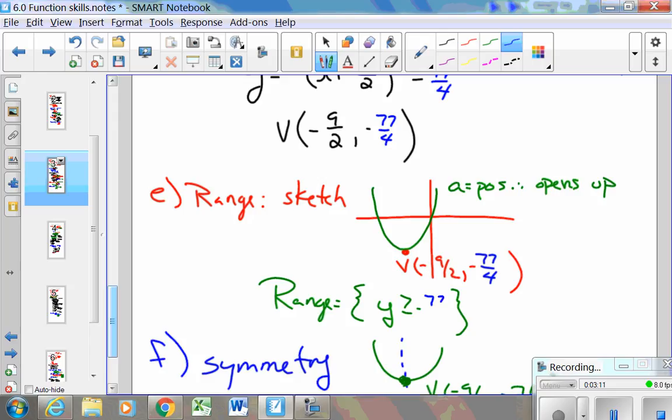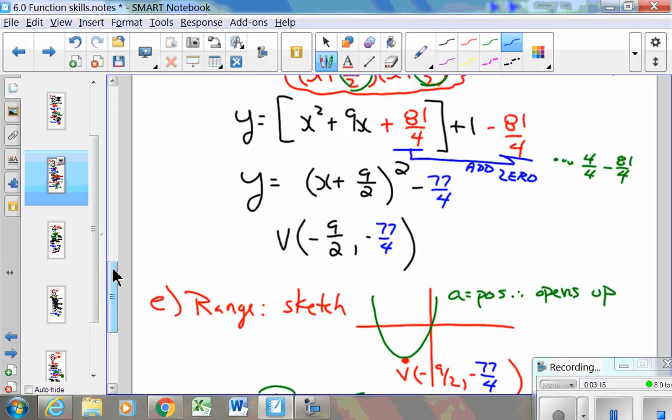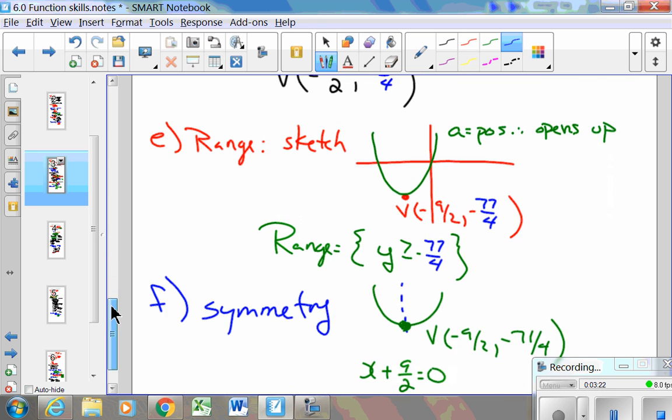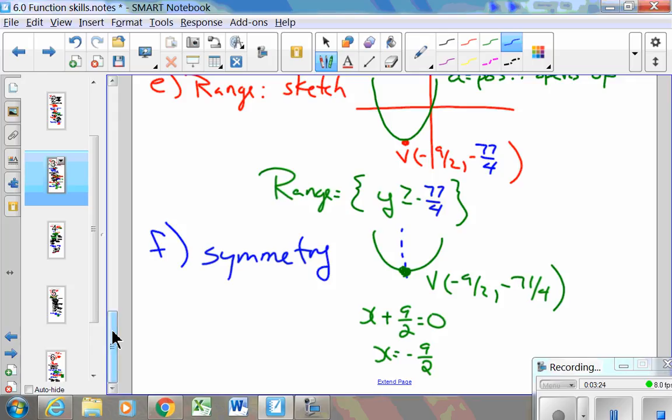So one little mistake there cost me dearly. So again, that was because it was negative. It's 4 minus 81 is negative 77. So once you have your vertex, you can sketch, and I didn't change the x value at all. So my axis of symmetry is still x equals negative 9 halves.